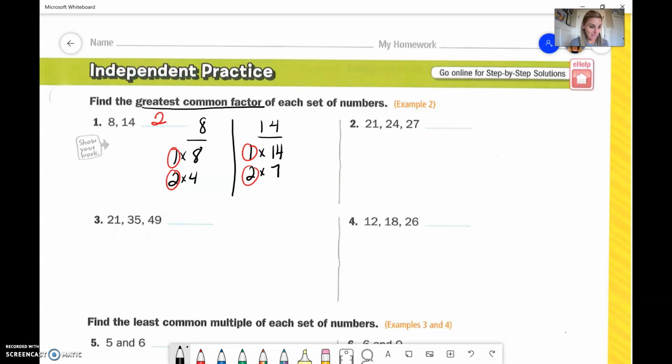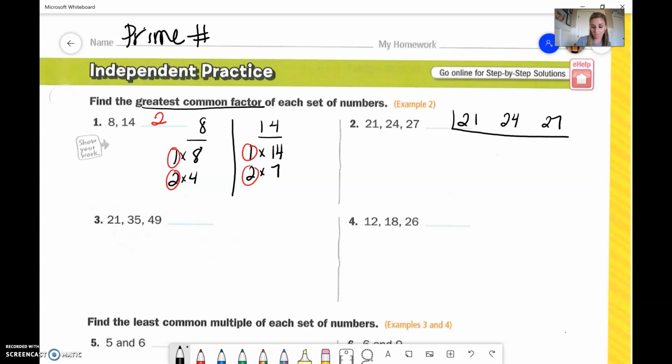We have 3 numbers, 21, 24, and 27. So what we're going to do is upside down division, and we're going to list these out, 21, 24, and 27, and we're going to see what numbers we can pull out. The numbers that we can pull out have to be prime numbers. Remember, a prime number has only 1 and itself. For example, let's write this up here so we have that down.